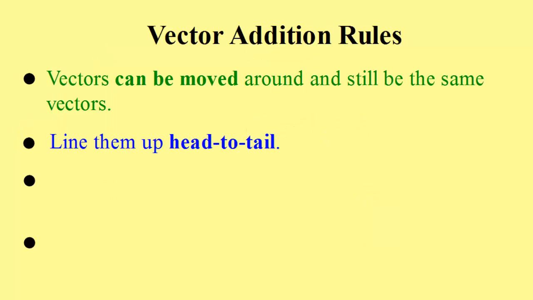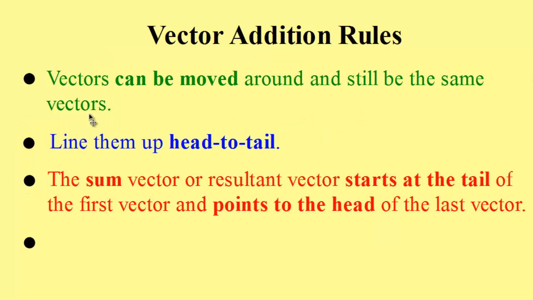Okay, so our next step is going to be to find the sum vector, or the resultant vector. And we draw that by starting at the tail of the first vector and pointing to the head of the last vector.